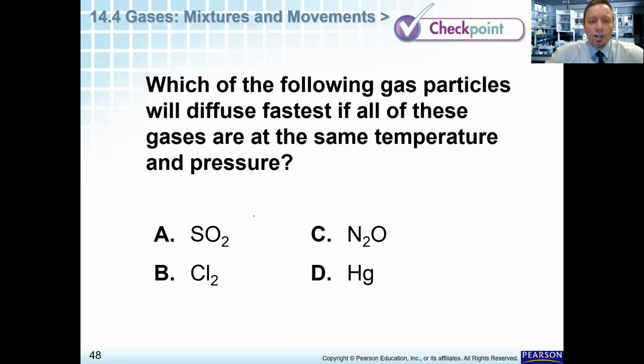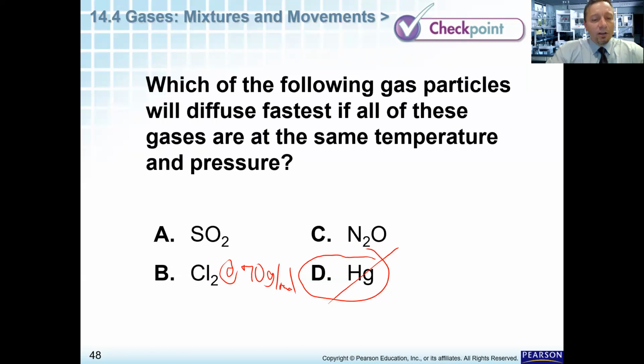Here's a checkpoint question. Which of the following gas particles will diffuse fastest if all of these gases are at the same temperature and pressure? Once again, this is all about the molar mass. You can look at D right away and say, what is happening there? That is a metal. It is in a liquid state. So we'll just cross that one off. That's not even going to be in contention here. So here we'll do some roundabout numbers: 35 and 35, so roughly about 70 grams per mole.